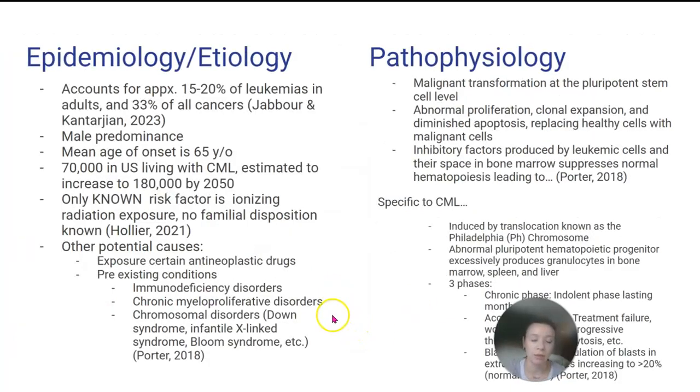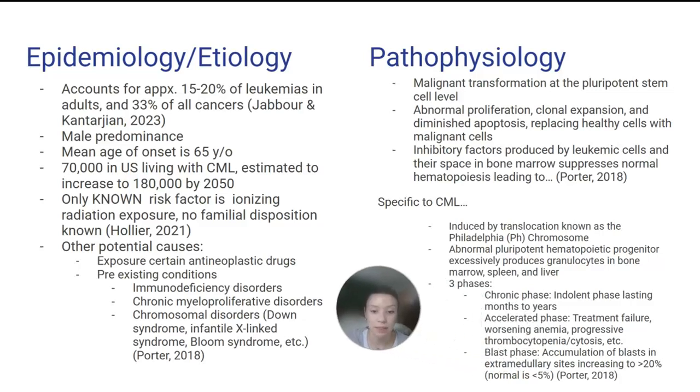Epidemiology: leukemia does account for about 33% of all cancers. As far as CML goes, it does carry a male predominance. And the mean age of onset is 65, which is why this is a disease process we are discussing in this class. The only known risk factor is ionizing radiation exposure. There is no familial disposition. But there are other potential causes, such as exposure to cancer drugs or other immunodeficiency disorders or chromosomal disorders as well.